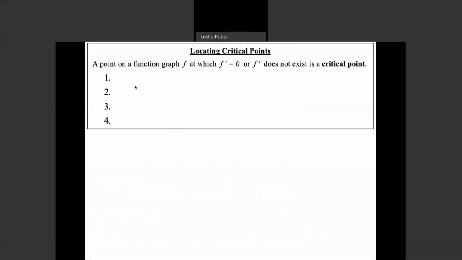Okay, let's talk a little bit about critical points. A point on a graph of function f at which the derivative equals 0 or the derivative does not exist is a critical point. So we can do this mathematically. We're going to get the derivative in factored form, and that's going to be the easiest way to determine the locations where it is 0. And so we're going to take that derivative, set it equal to 0, and solve for the values of x. And those are going to be our critical points.